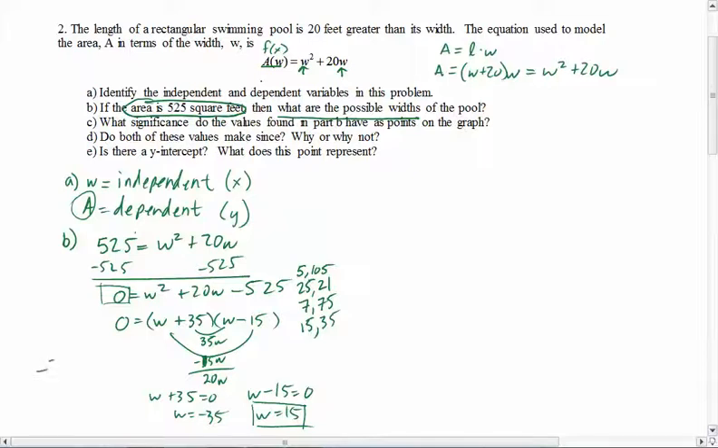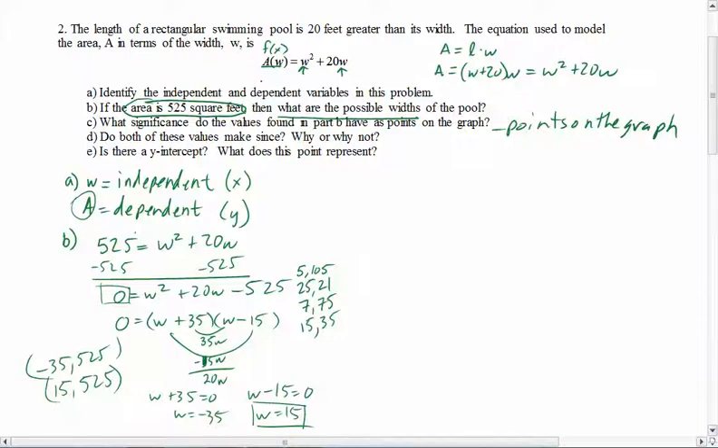You've got negative 35, comma 525, right? Because that was the y value, that was A. And then you've got 15, comma 525. All right, and so I would just say for letter C, they're both points on the graph.